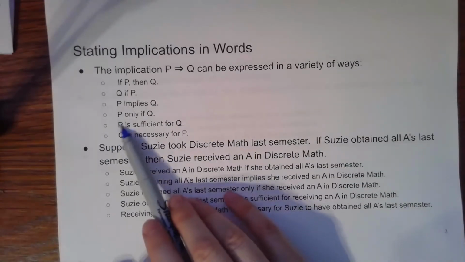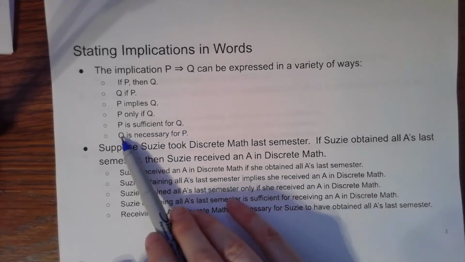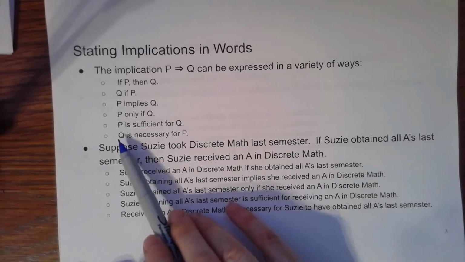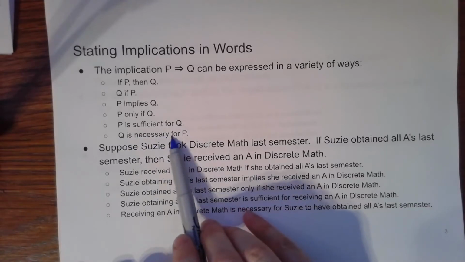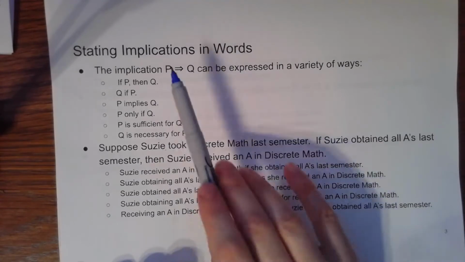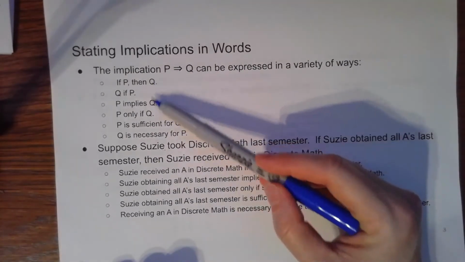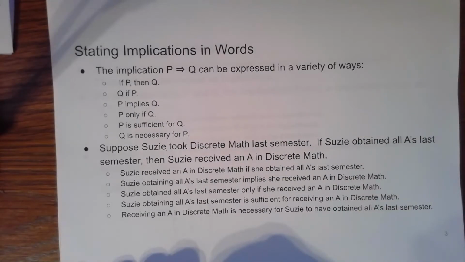Okay, then we have P is sufficient for Q. And the other tricky one is another one where the conclusion comes first, so Q is necessary for P. So every single one of these is translated P implies Q, or if P then Q. So these are all different ways of saying exactly the same thing.